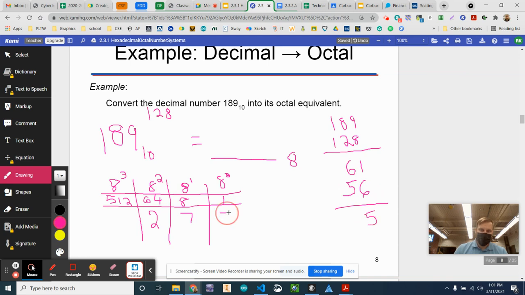And that's going to be easy enough. We can get 5 in here. Okay, so our answer was 275.